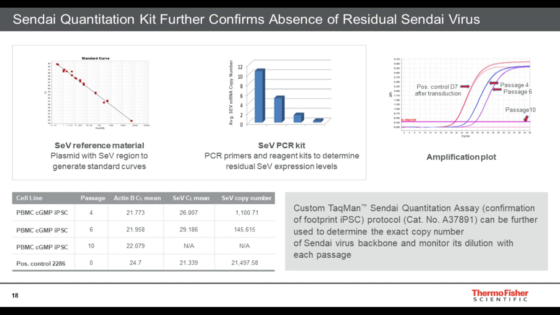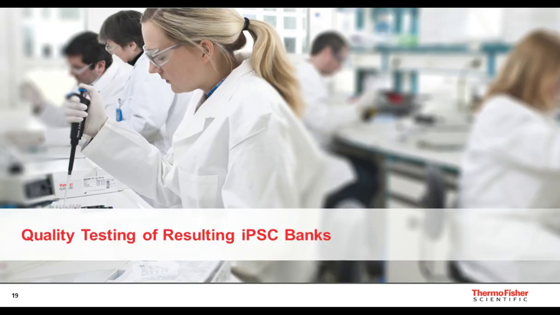And in the bottom left-hand corner, we show PBMCs that we reprogrammed and how fast they dilute out, as well as the positive control. So this is a really nice additional supporting product that can help you show that you've gotten rid of the virus that you used to reprogram it. Sorry, excuse me, it's not that it worked, it's just that you got rid of the virus. So we'll show you how to test how it worked in these following slides.